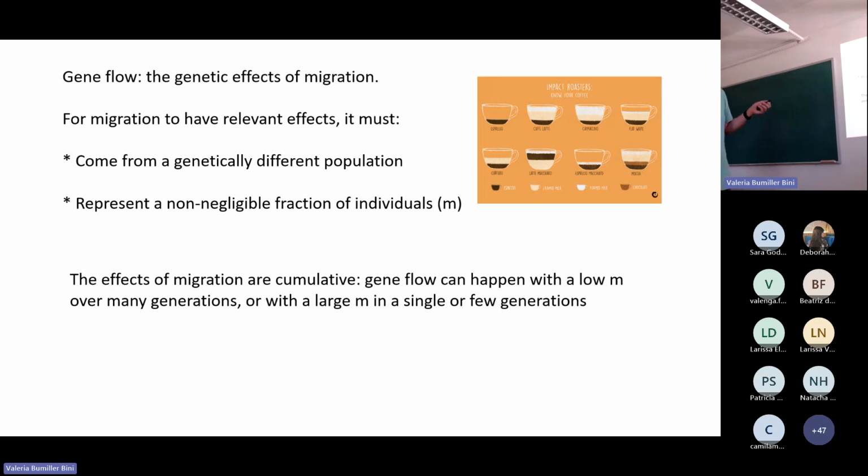That fraction of migrants is called M. It might have, not exactly similar effects, but in the end relatively similar, whether it comes in a single pulse or is spread over many generations. What counts is the total number of migrants, whether concentrated in a short time or spread over time.